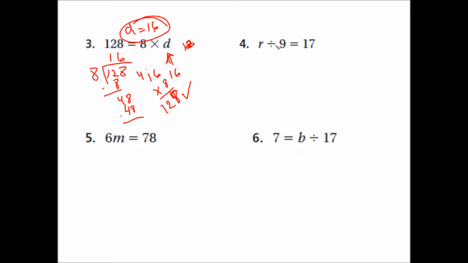Okay, now we have R divided by 9 equals 17. We know if we're dividing a letter and a number in an equation, we solve it by multiplying the numbers in the equation. So I multiply 17 times 9, and I get 153.